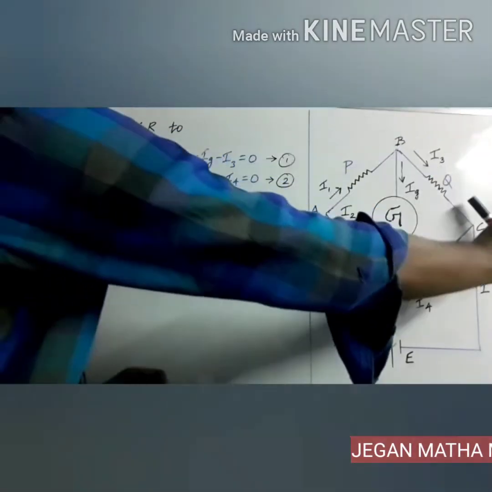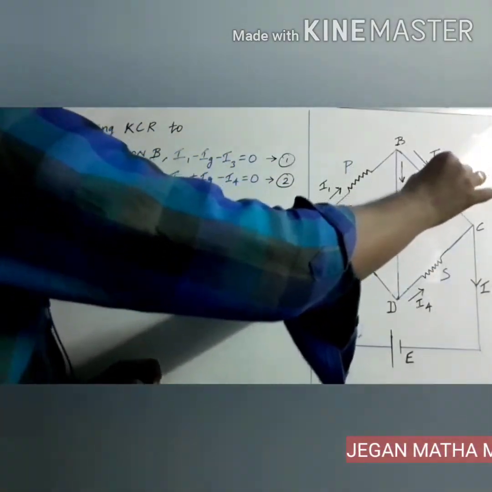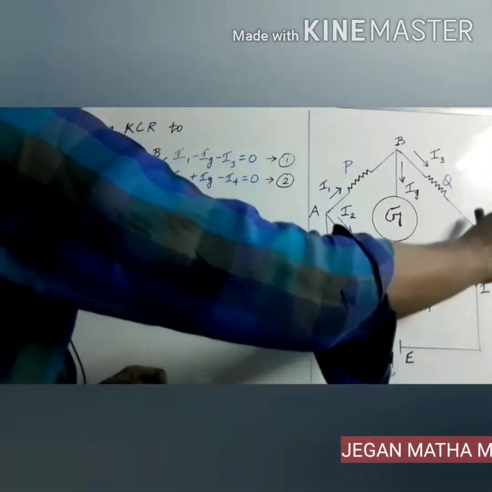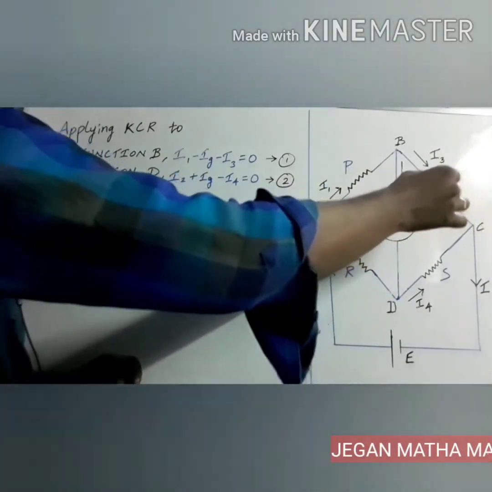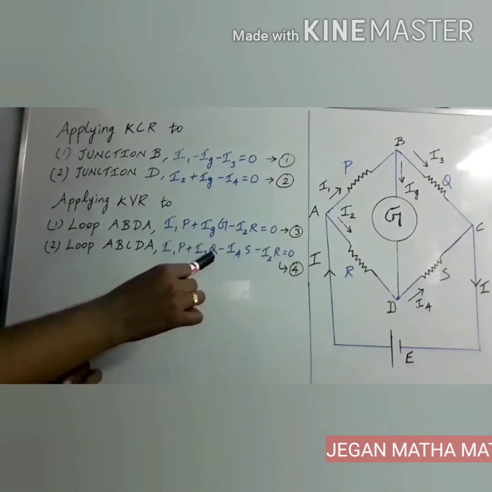Next part, B to C. The direction of the loop is B to C. Here what is the current value? I3. It also acts from B to C. Both are in the same direction, so I3 will get the positive value. Here what is the resistance? Q is the resistance. So the product of current and resistance is written here.